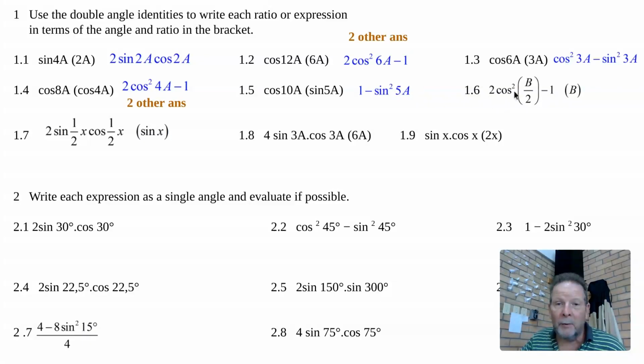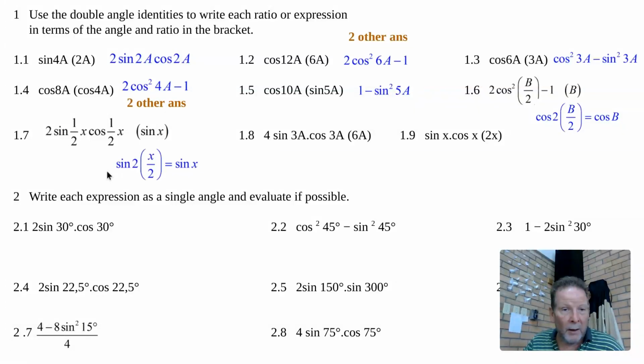That's the formula. 2 cos squared b over 2 minus 1, well, that's the cos of the double angle. So it must be just the cos of 2 times b over 2, which is cos b. And here, it's the sine of the double of this angle. So it must be the sine of 2 times x over 2. And that's why the answer is sine x. That's it. So you take the double of x over 2, of half x.